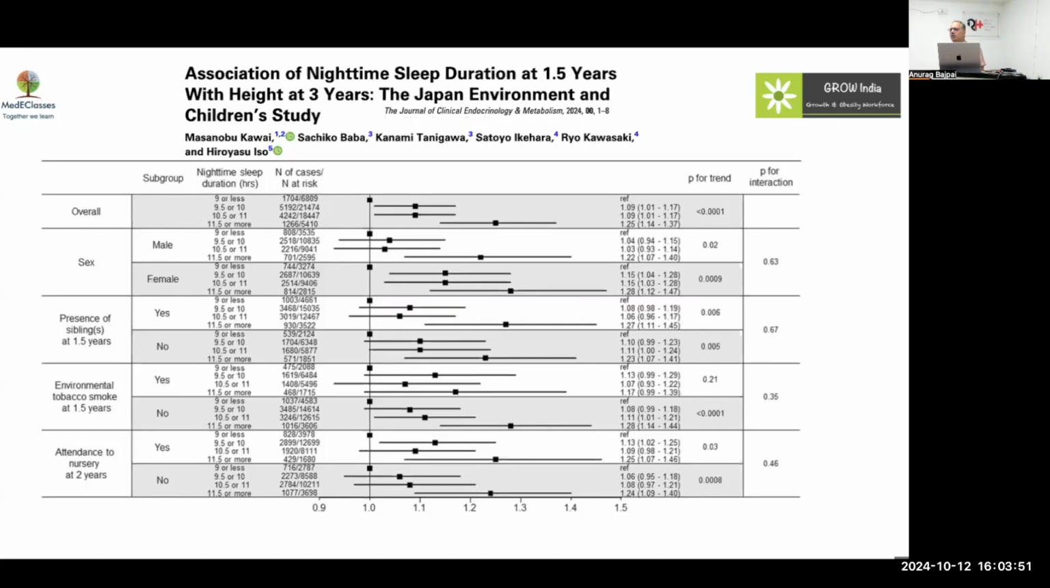This was a Japanese environmental study, and they looked at so many other parameters, such as siblings, tobacco smoking, nursery, and all those things. If you look at the overall impact, if a child slept, especially at night time, they were taller compared to those who did not sleep at night. And this did not include the daytime sleep. So what they found is that sleeping is important, but nighttime sleeping is more important for these infants.